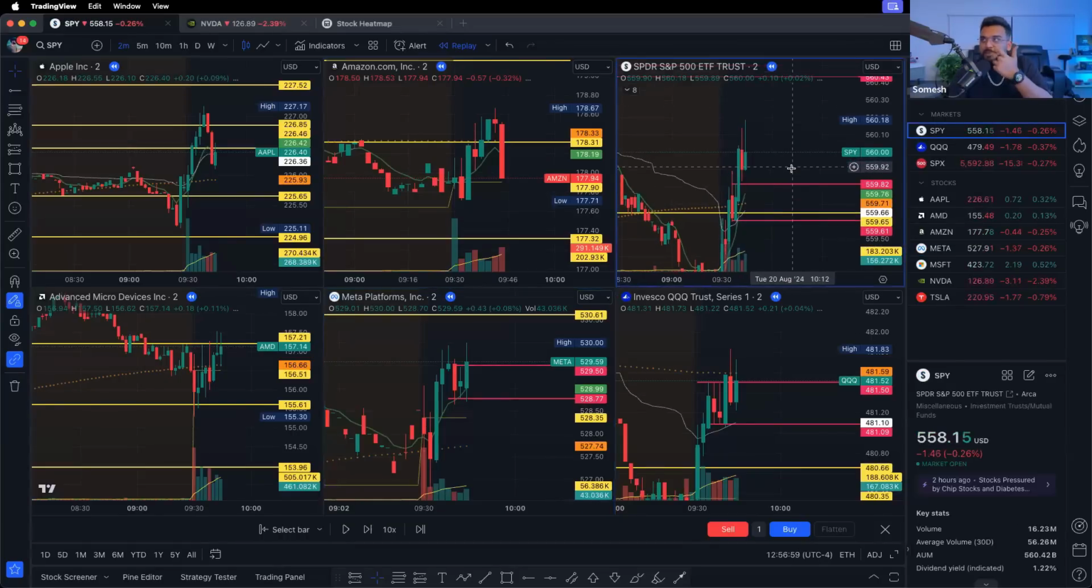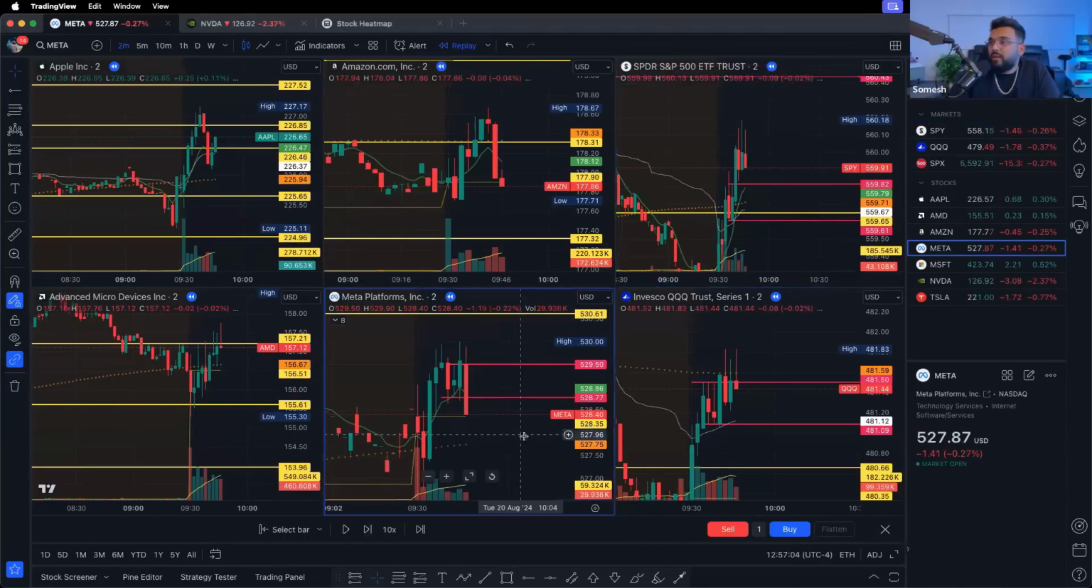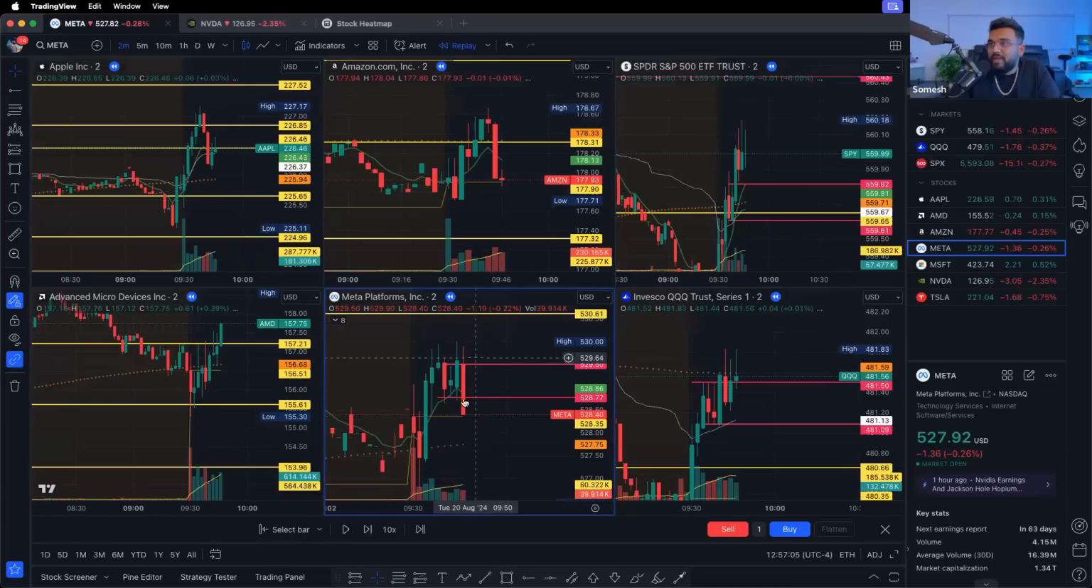I'm still sitting in SPY. There's no reason to sell. And then what happened on Meta? Meta went down and hit my stop loss. This is my stop loss. Does that make sense?